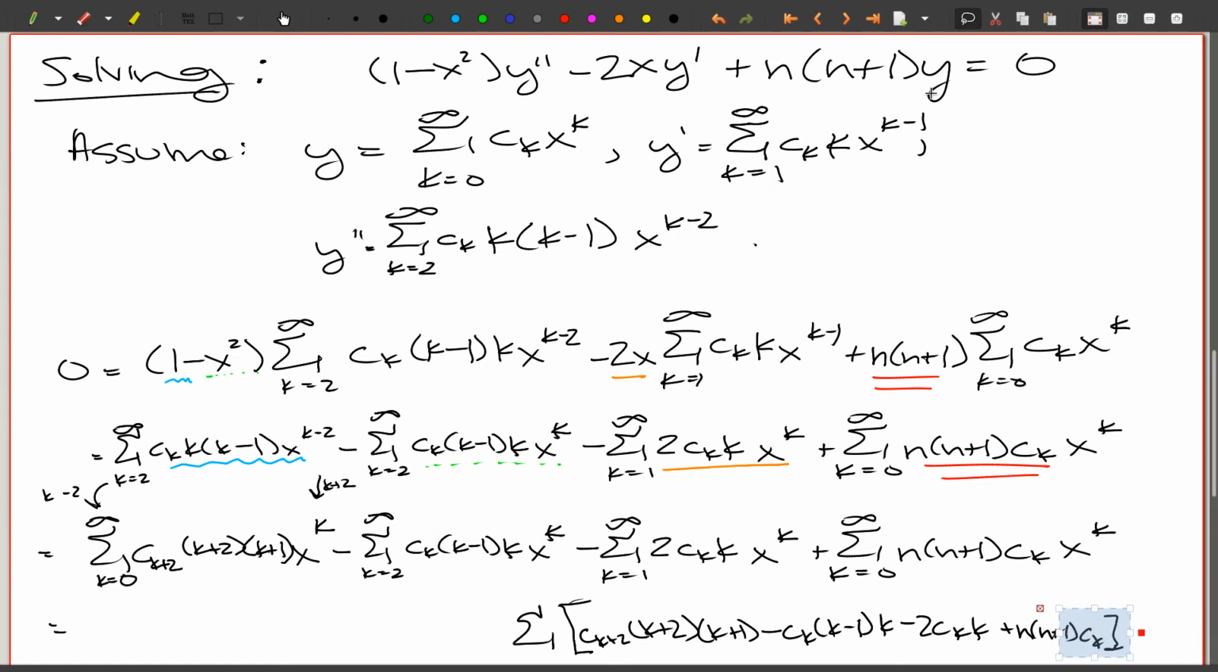There's our n times n plus 1 times c sub k. All of that times x to the power k. And so all I've done is combine all the sums together.